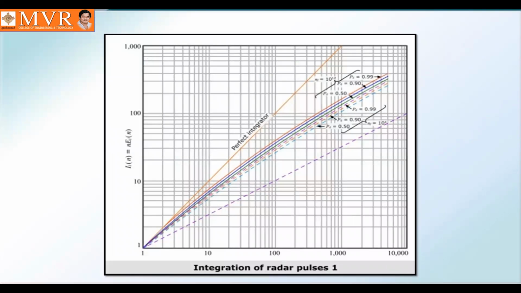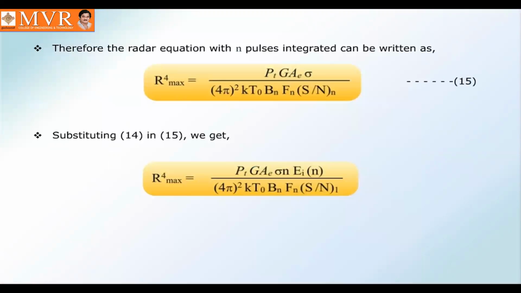So this is the integration of the radar pulses at different areas, a perfect integrator, and we have taken different values of PD here. This is pulse modulation P1, P2, P3, and P4, and we have taken all these values. There is a graph drawn between the improvement factor and the number of pulses.